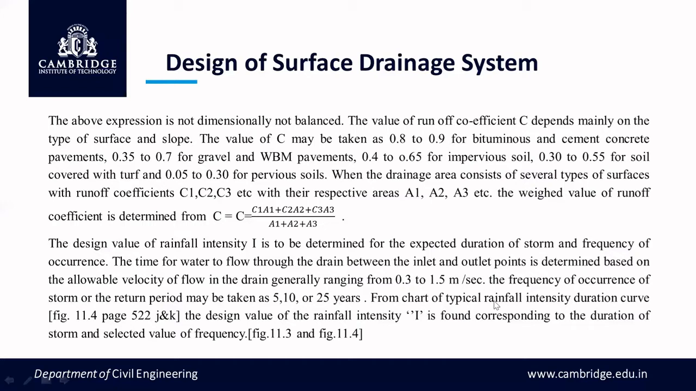From the chart of typical rainfall intensity duration curve, that is represented in figure 11.4, page 522 of Chestnut Khanna, the design value of the rainfall intensity I is found corresponding to the duration of storm and selected value of frequency, that is represented in the charts 11.3 and 11.4.